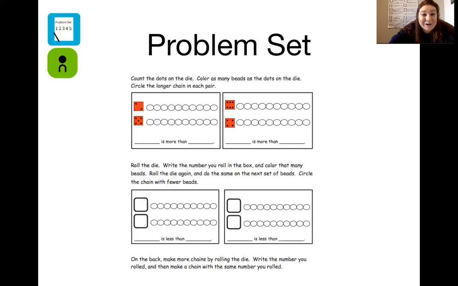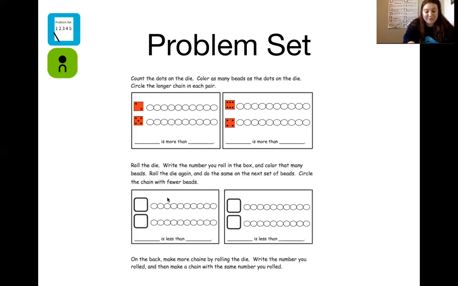Awesome. Now we're going to play a game. So it says roll the dice. Write the number you roll in the box and color that many beads. Roll the dice again and do the same on the next set of beads. Circle the chain with fewer beads. This time we're going to circle the one with fewer beads.